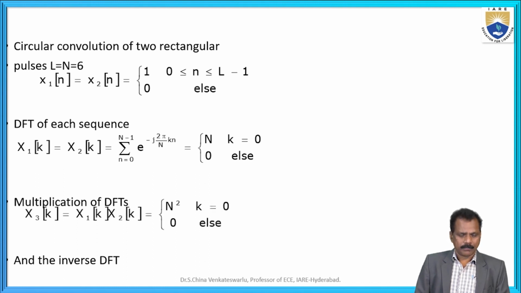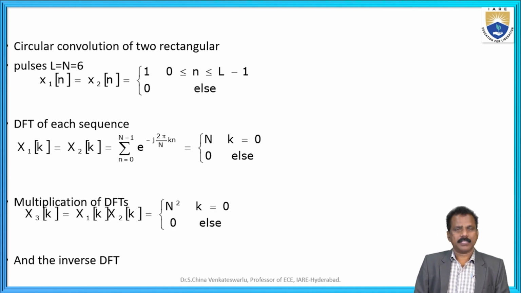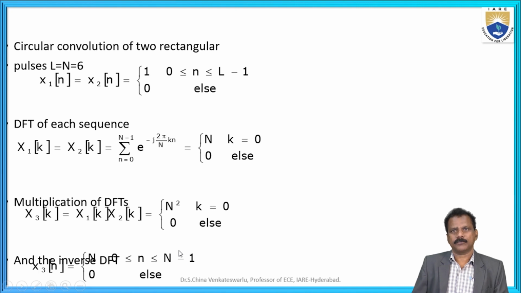So next, the multiplication of the DFT, discrete Fourier transform, X3 of k is equal to X1 of k and X2 of k, which is equal to N square, where k equal to 0, 0 else. The next step will appear in x3 of n, where x3 of n is equal to N, for 0 less than or equal to n less than or equal to N minus 1, 0 else. This is the mathematical notation.